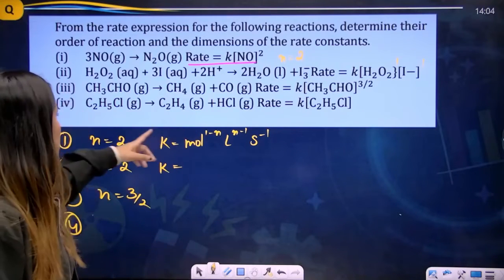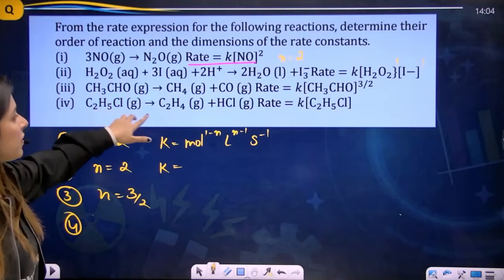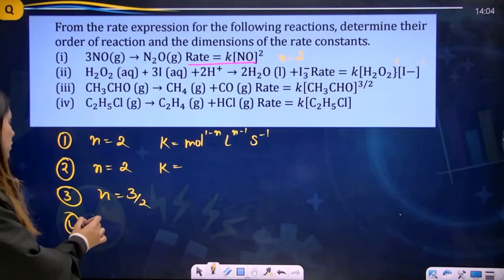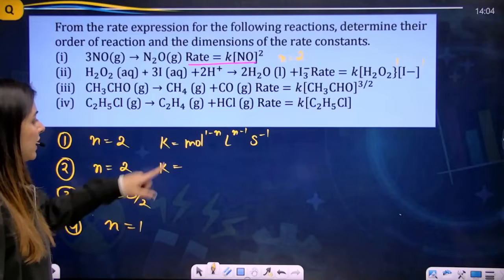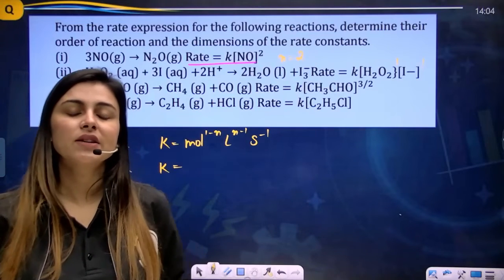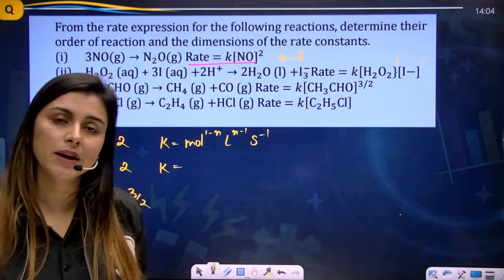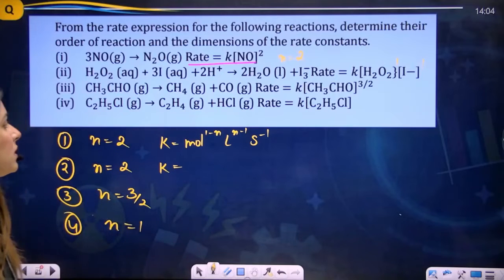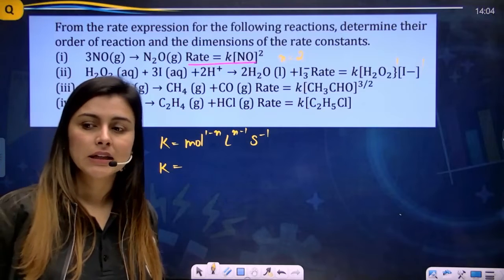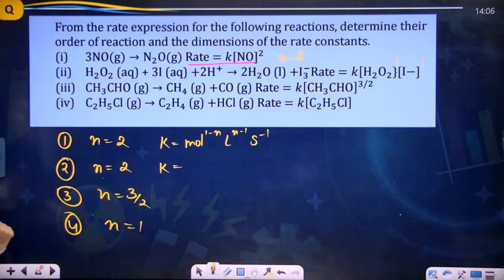Next, you have C2H5I, where the power is 1, so the order is 1. Just put the n value in the general expression and you will get the rate constant values as well. Okay, perfect. I hope you're clear with this. Pause the video, write it. I hope you've written it. Now let's move forward. Next question.